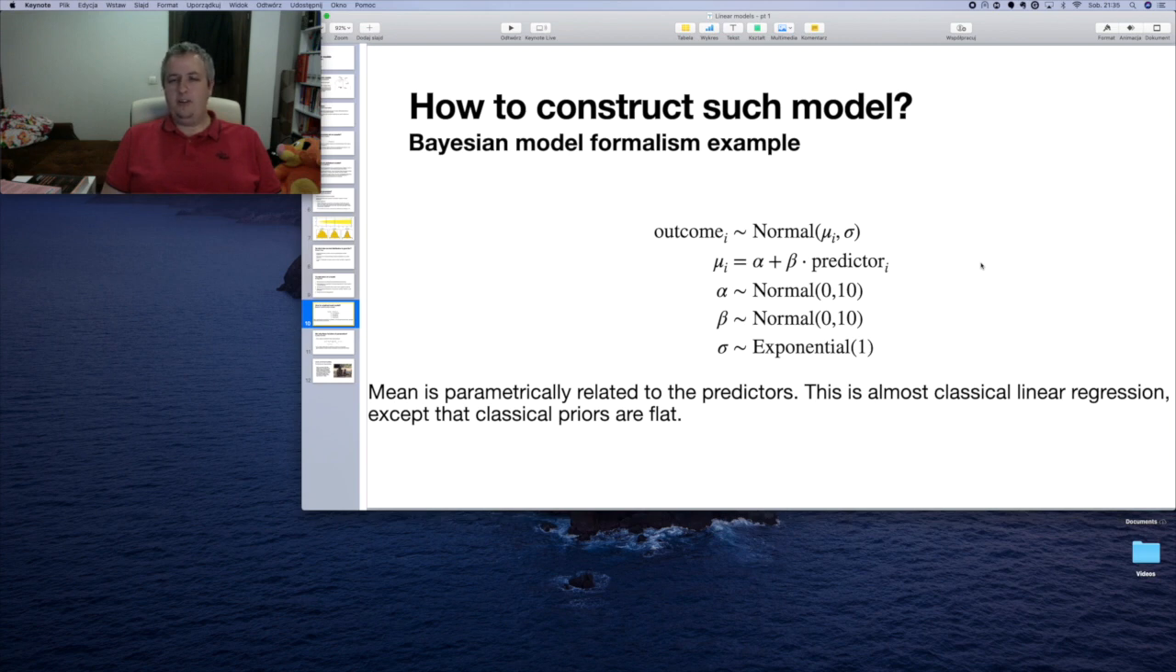We have one predictor, and the mean will consist of an alpha, which is called an intercept, and beta times the value of the predictor. And we then assign certain priors. Depending on the situation, priors might be different, but generally we like to use normal priors for the alpha and beta coefficients, unless there are reasons not to do so.